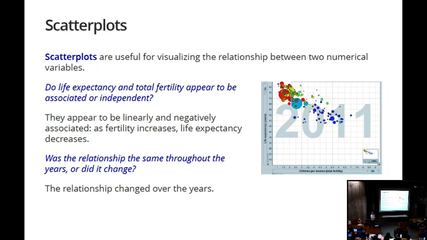X goes down. Or conversely, the more children born to each woman on average in this country, the lower the life expectancy is. Now, is this a causal relationship? Well, not that way, anyway. If every woman in Canada decided to have five children, would we all just become really sick and die earlier?